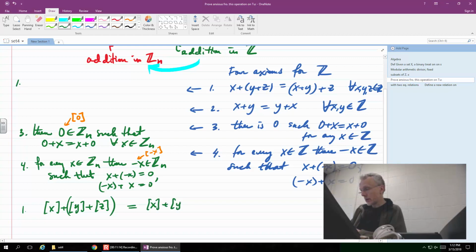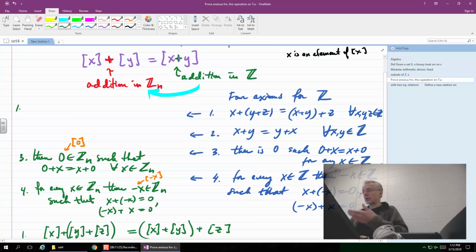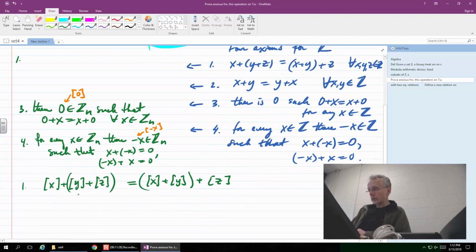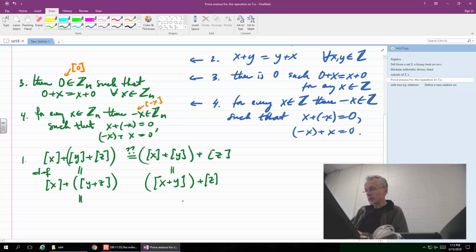The answer is you use the definition of the operation right there, and then somewhere in the middle we're going to be using the axiom for Z. So this is the definition of the addition of equivalence classes. It will be x plus, and what is this? This is y plus z. As simple as that. And on the right, what I have, this is still questionable, I'm trying to prove it, I have x plus y plus z. Then I remove those parentheses. I don't need them anymore.